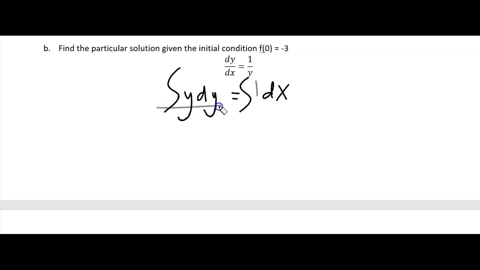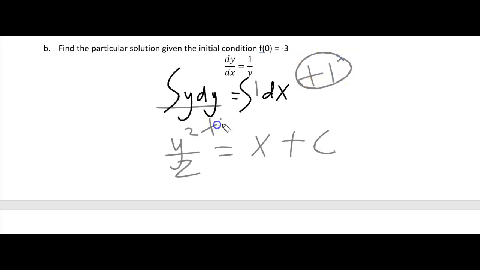Now, let's go ahead and integrate this side. If I integrate the left, I get y squared over 2. And on the right side, I get just x. And don't forget your plus c. We only need 1 plus c on the right side. We don't need a plus c on both sides. All right, so right there, I've already earned 3 points. I separated the variables. I integrated the left. I integrated the right. Now, we're on to the fourth point, which is to find our c.